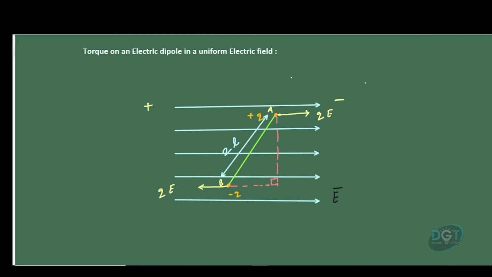Now this angle would be 90 degrees, and suppose this angle is theta, and let's name this point D. So now in this triangle ABD, side AB would be 2L, and using the trigonometric property of sine, sine theta would be opposite by hypotenuse, therefore this side AD would be 2L sine theta.